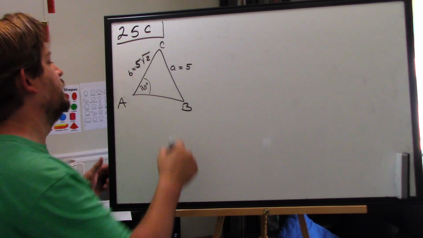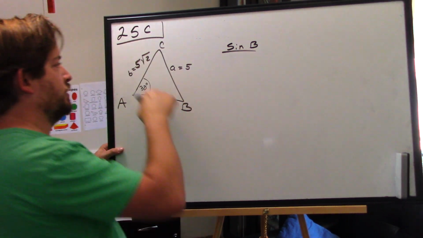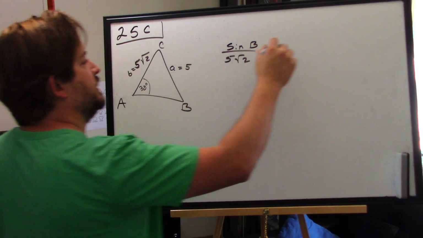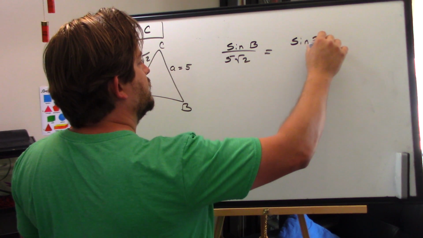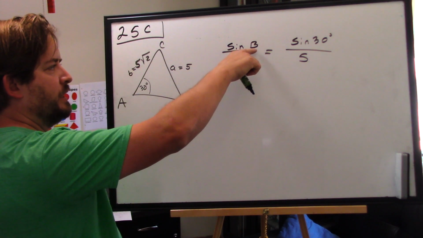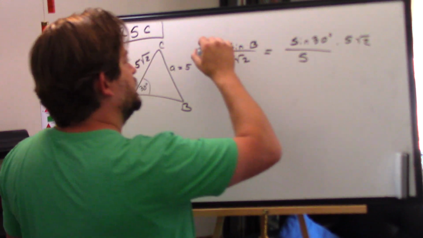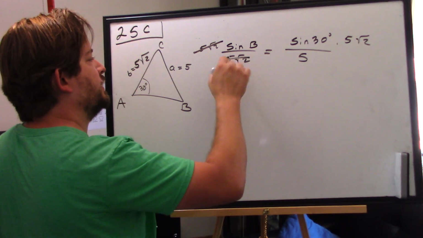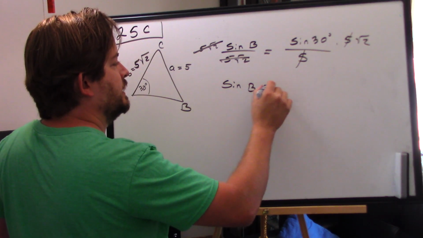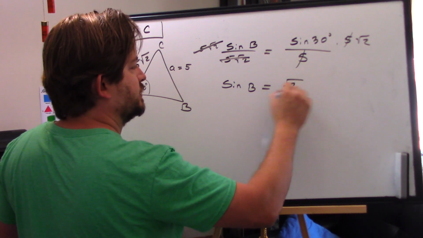angle B. So angle B, I can use the law of sines here. I have the sine of B over 5 root 2 is equal to the sine of 30 over 5. So I'm solving for B, so I want to multiply both sides by 5 root 2. So I'm going to multiply 5 root 2 up here, that cancels the 5 root 2 on the left. The 5 cancels over here, leaving me with the sine of B is equal to the sine of 30, which is 1 over 2, and so I have a root 2 over 2.